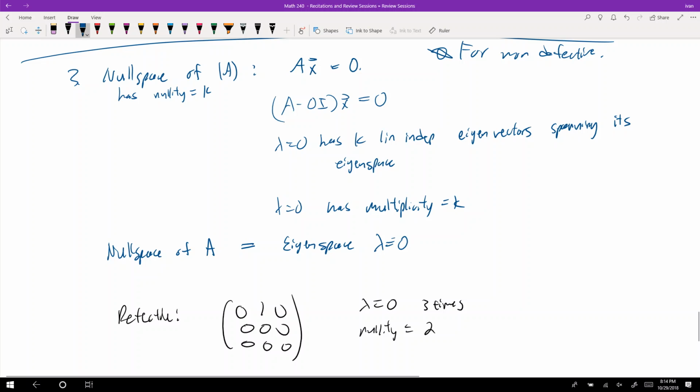What is trace? Trace is the sum of the diagonal entries. So not the product, it's just the sum of the diagonal.